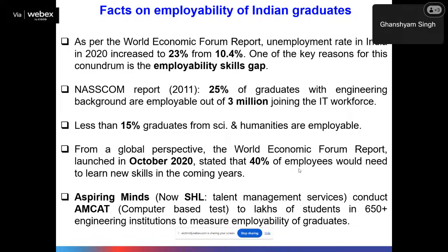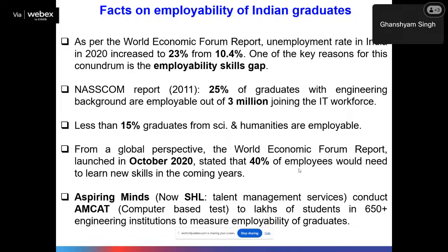And if we talk about the other streams like science and humanities, only 15% of graduates are employable. So that is very shocking data for all of us, because we are also working with the university systems, and we need to focus on our strategy so that we can improve this data. We should make our graduates in a way that most of them should be employable in some domain. And similar data holds for other streams also.